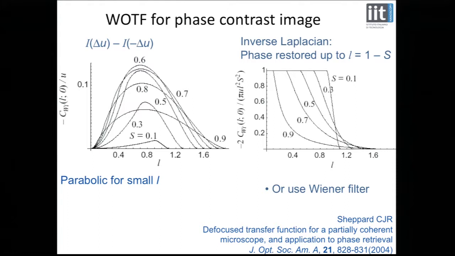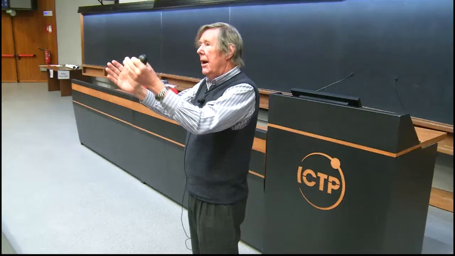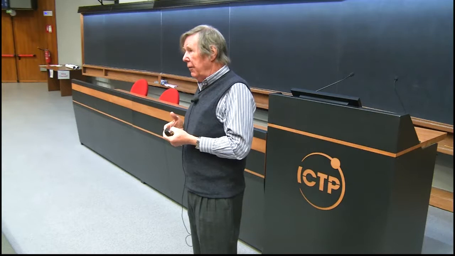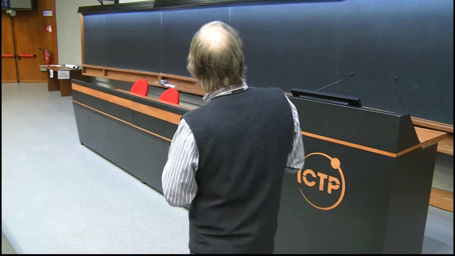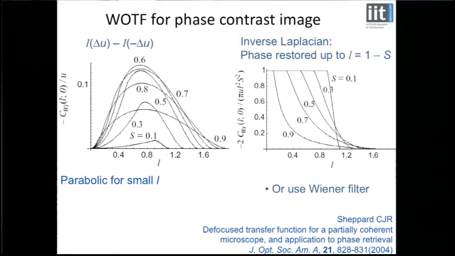What you might imagine doing then is taking two images. You defocus one way, you defocus the other way, and subtract the two. And the idea then is that the ordinary bright field image would cancel out and you'd just be left with the phase contrast part, with a transfer function given by these sorts of curves like that. So you see 0.6 is about optimum for this.